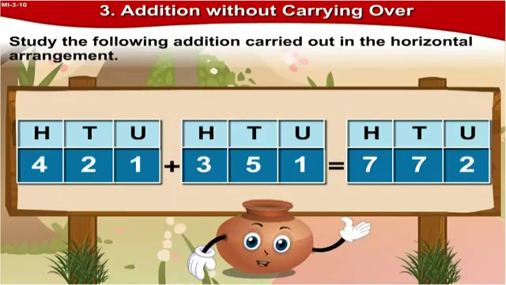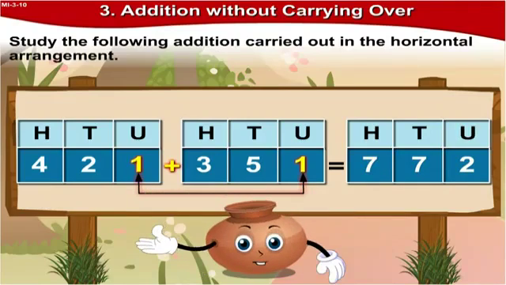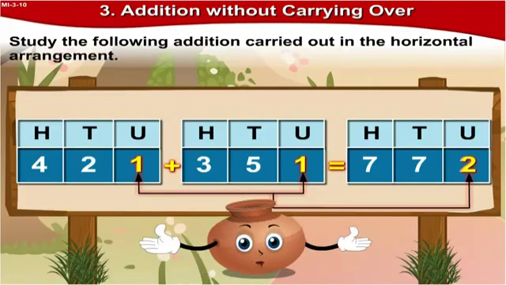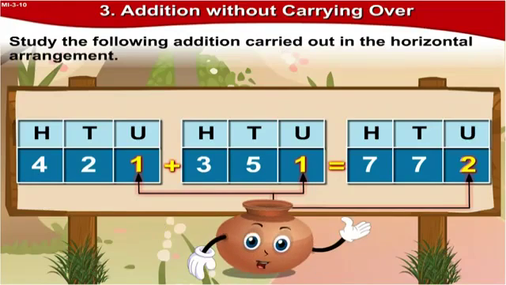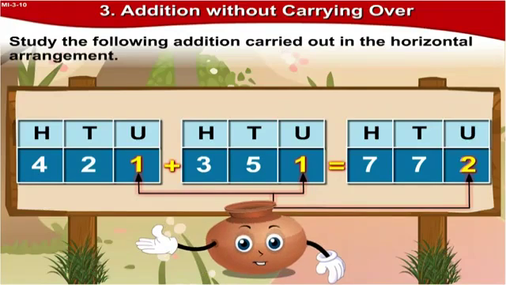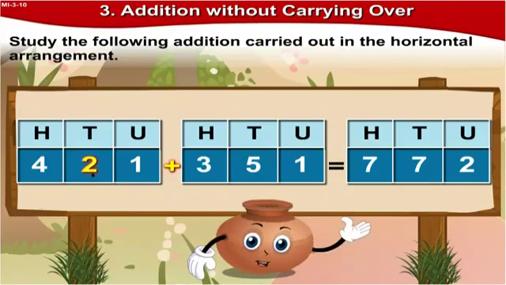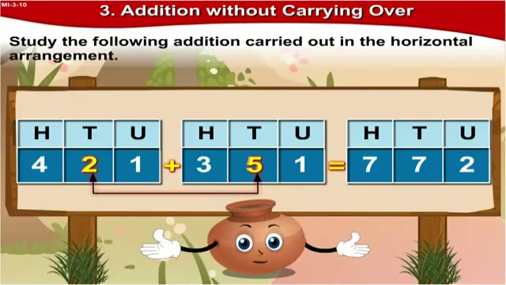Let us observe this addition. You know that we add units with units. Write in the answer box at the units place. So 1 unit plus 1 unit is equal to 2 units. This answer we will write here. Likewise, 2 tens plus 5 tens is 7 tens.